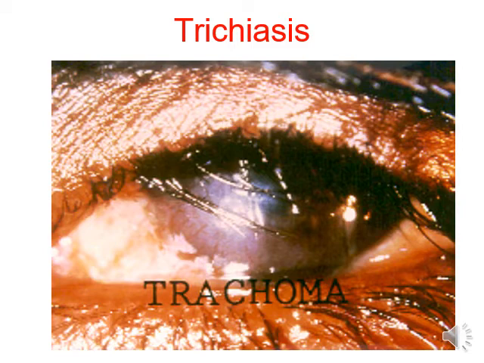This eye shows trichiasis. In trichiasis, the lashes are maldirected to rub against the cornea. If they are more than 4, this is trichiasis. Less than 4, they are just rubbing lashes.